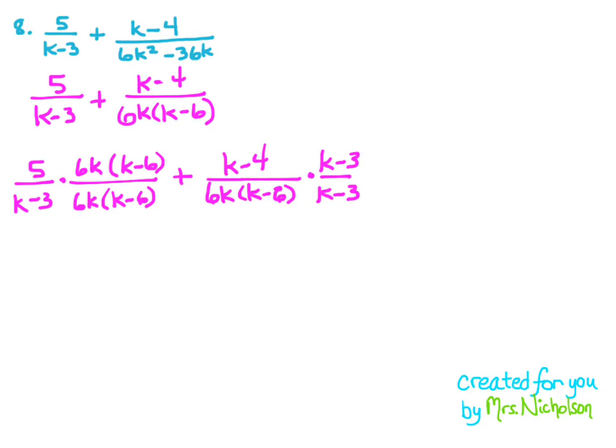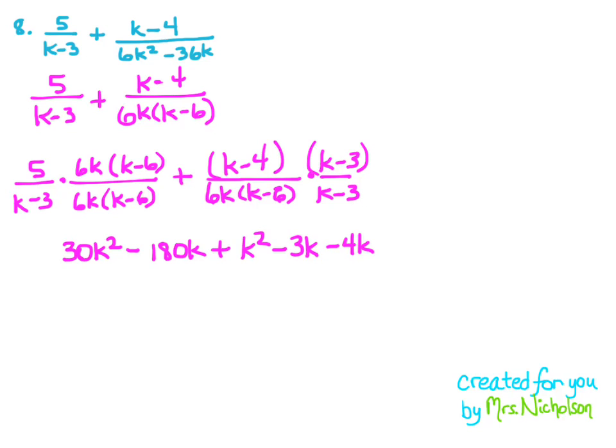Alright, so in my numerator here, if I multiply, let's see, 5 times 6k would be 30k times k would be 30k squared minus 180k. And then over here, I'm going to put those in parentheses because they really are separate factors. And I need to multiply all this out. So plus, let's see, k times k would be k squared minus 3k minus 4k plus 12.